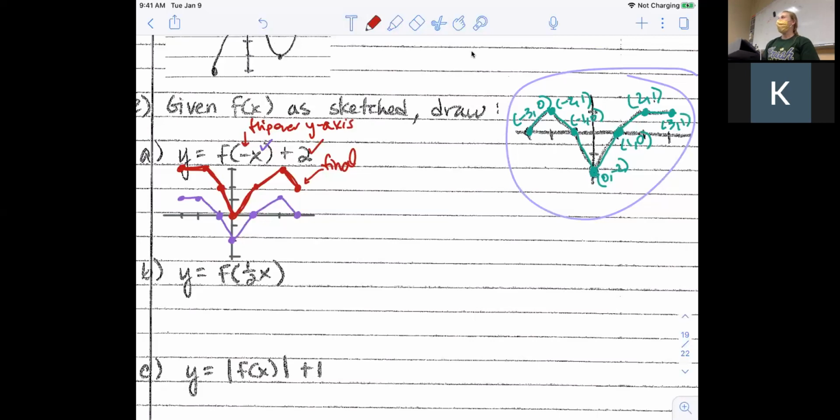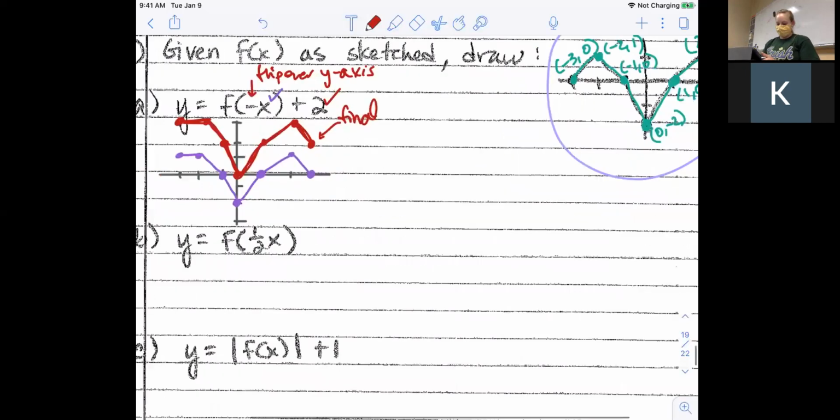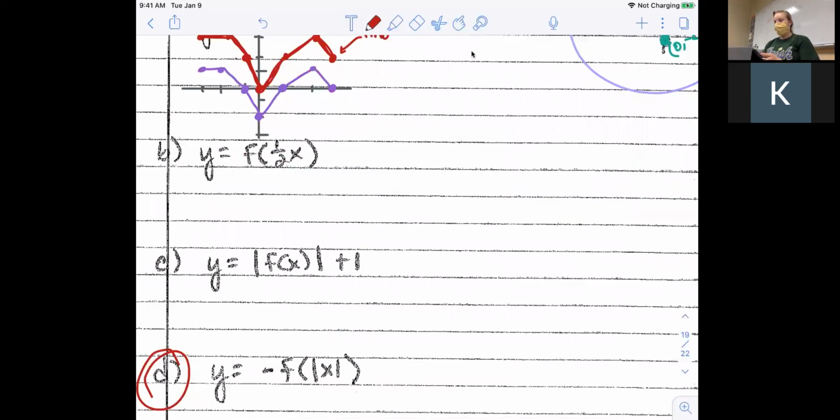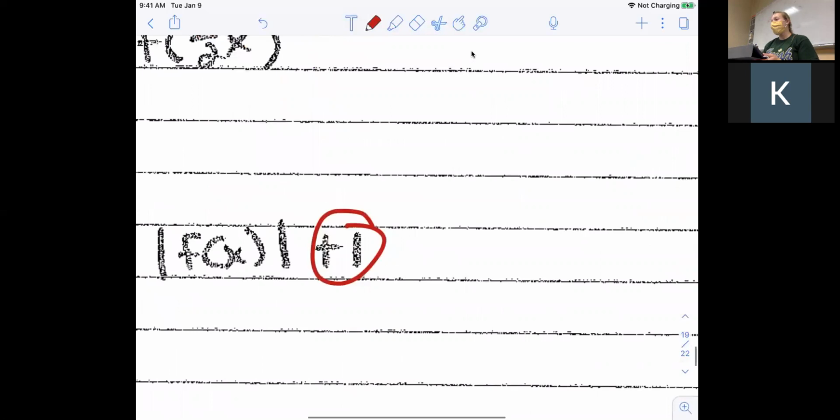Let's jump to C because that's more similar to what we just did. So let's just stay on that train. Letter C is absolute value of f of x plus 1. What does the plus 1 do? Moves it up 1. And then what does the absolute value do? Makes it positive. Good. So all my y's are positive. When I would do this, I'd probably do your positive y's first, and then I would move everything up. So I'm going to switch all my y's to make them positive, and then I'll shift everything up 1 unit.